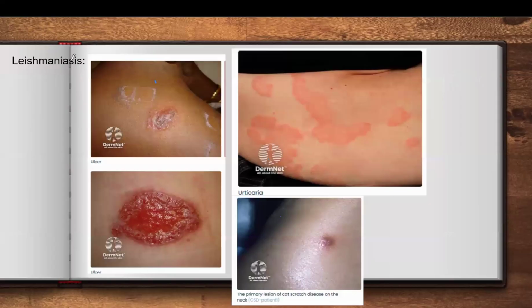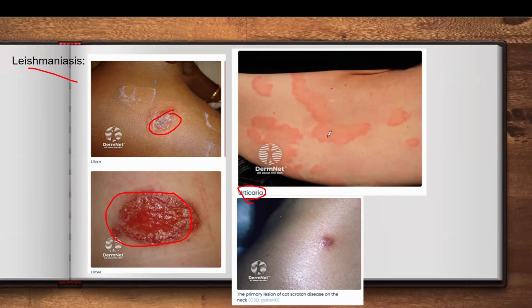You can see leishmaniasis. It presents with an ulcer, an extremely different picture. And also leishmaniasis is very less prevalent in Australia. This is the allergic reaction or the urticaria. You can see the hives.